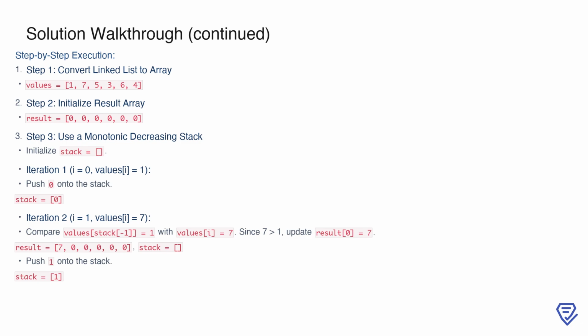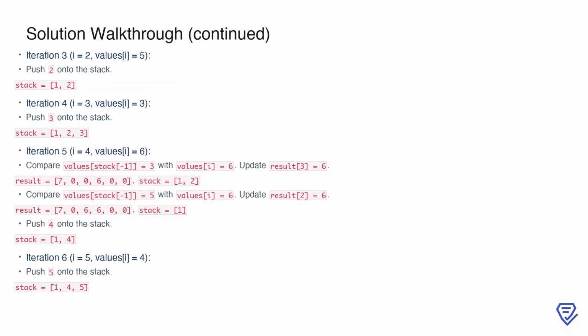In the second iteration, with index 1 and value 7, we compare it to the top of the stack, which corresponds to value 1. Since 7 is greater than 1, we update result 0 to 7 and pop the stack, leaving it empty. Then, we push index 1 onto the stack, resulting in 1. In the third iteration, with index 2 and value 5, the stack remains unchanged because the top of the stack corresponds to value 7, which is greater than 5. We simply push index 2 onto the stack, making it 1, 2.